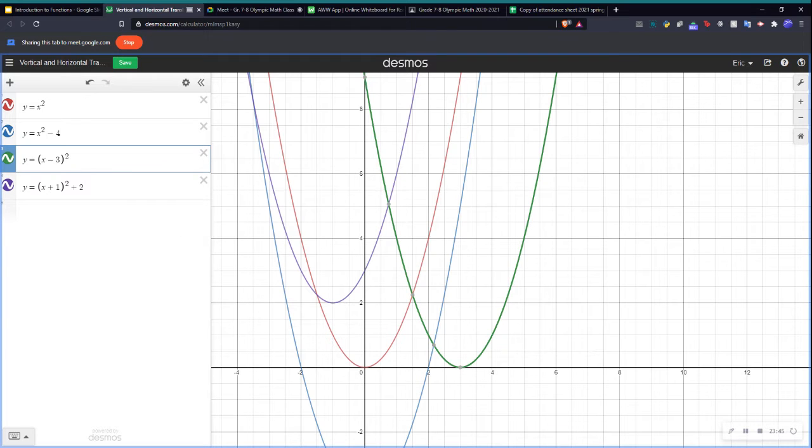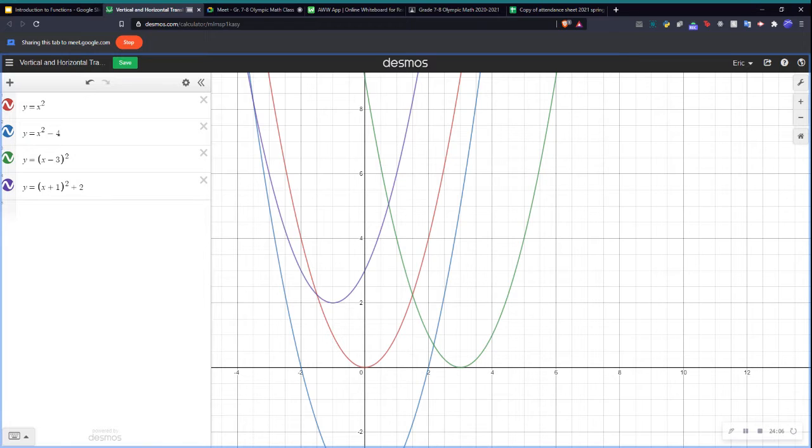Let's look at the next one. y is equal to, in brackets, x minus 3, all squared. You see how this is shifted to the right 3 units from this red function. Originally you had 0, 0 right here. Next you have 3, 0. Yep, there you go, 3, 0. So you can see that the right shift is 3 units.